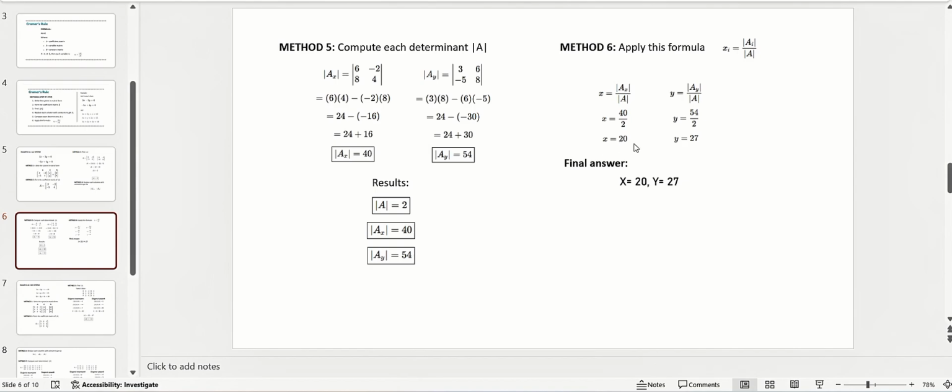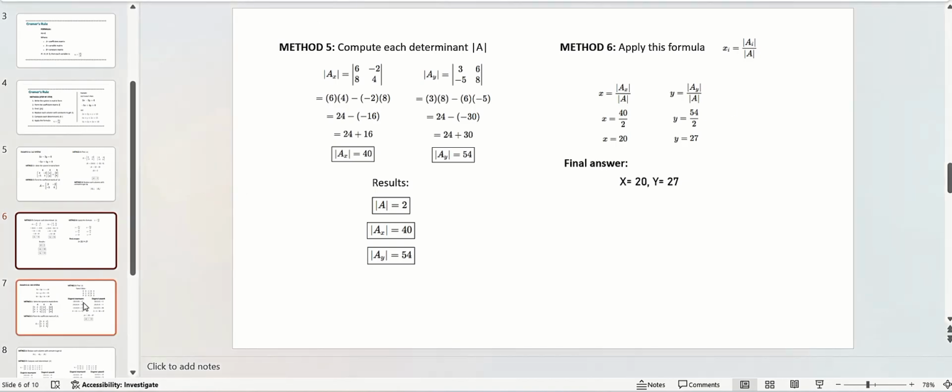So mao na ni ang value sa atong x, and then dito sa y, determinant of A sub y is 54, and ang determinant A is 2. I-divide nato sila, and we will get the value of y, which is 27. So atong final answer is x is equal to 20 and y is equal to 27.